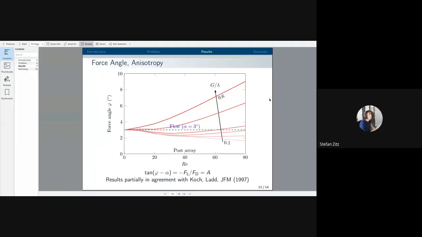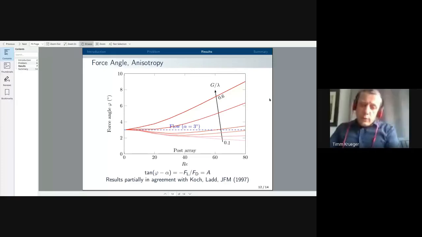So if I may, I'm allowed to ask a question. Yes, can you go back to slide 12? So you said this result that the flow would coincide with the axis of the array is known from this Lett paper. What is the inclination of this angle?